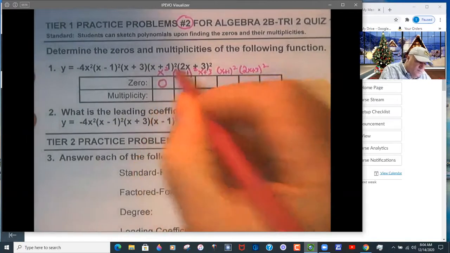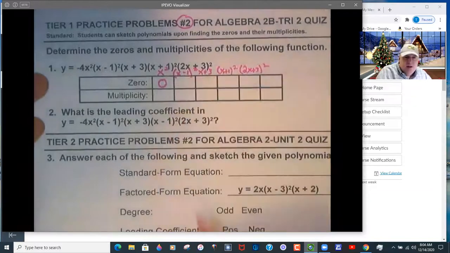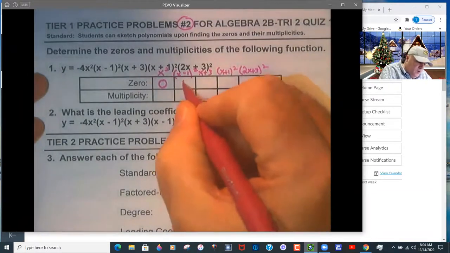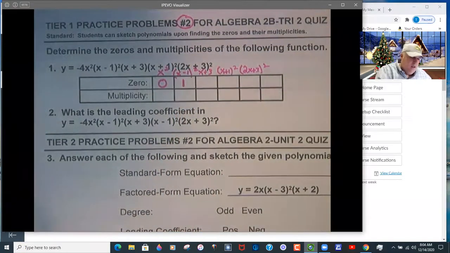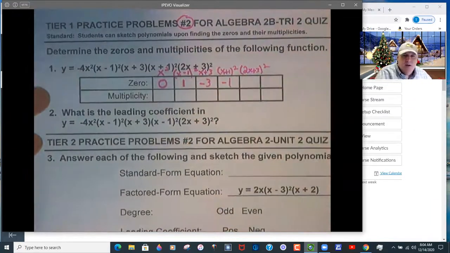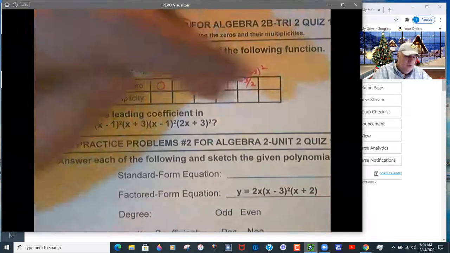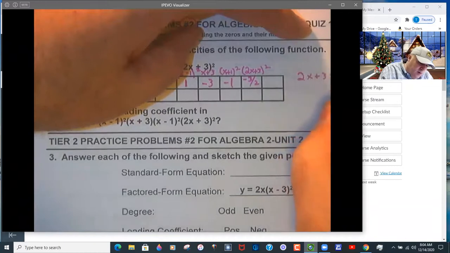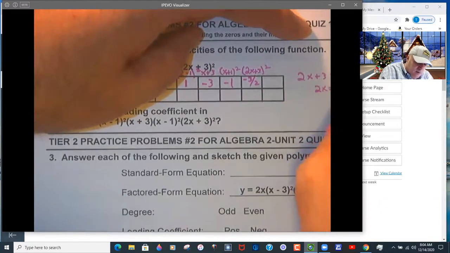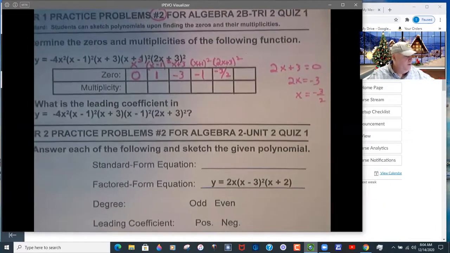So if x is a factor, then 0 is the zero. Okay, I'll go left to right and do all the zeros. If x minus 1 is a factor, the zero is 1. It's like setting it equal to 0. If x plus 3 is the factor, then -3. If x plus 1, then -1 is the zero. If 2x plus 3 is the factor, then -3/2. Again, you're just setting them equal to 0 and solving it out. It should be something you can do almost mentally. Oops, a little bit off the screen there.